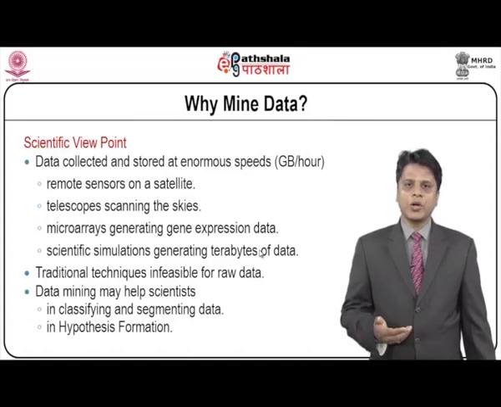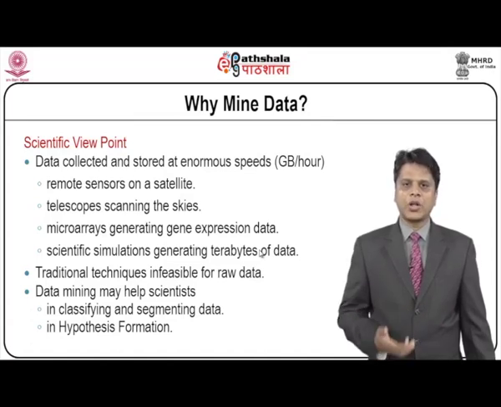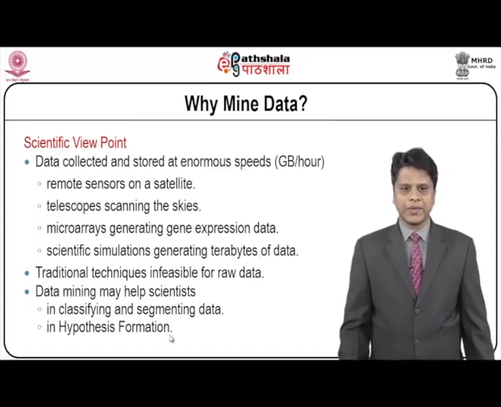So when we go for higher volumes, we should not be proud enough to say that we have a large volume of data; at the same time we should be able to effectively process all this data, for which data mining might be of much use. So this is not a traditional technique in comparison with the raw data, and data mining helps scientists in classifying and segmenting data, and not only that, it can create and formulate new hypotheses.